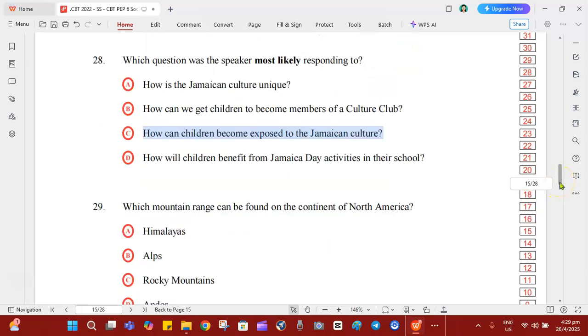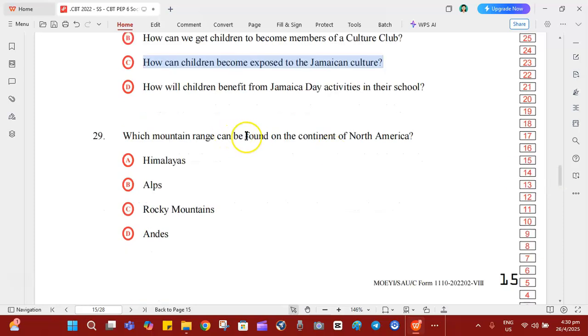29. Which mountain range can be found in the continent of North America? Of course, that's the Rocky Mountains. What happened to my highlight? But it's C, Rocky Mountains.